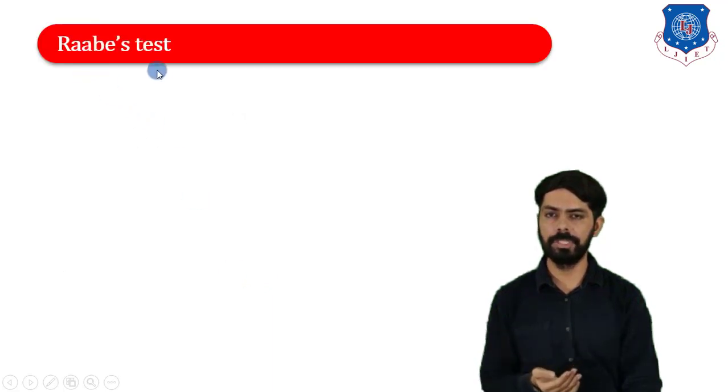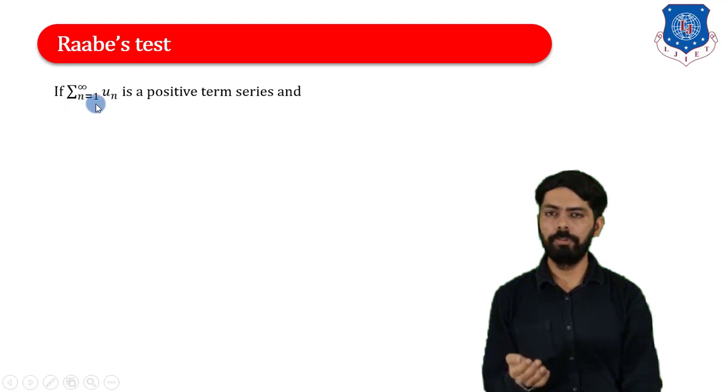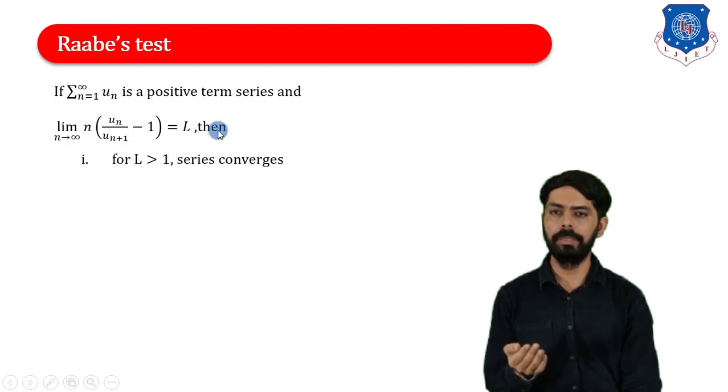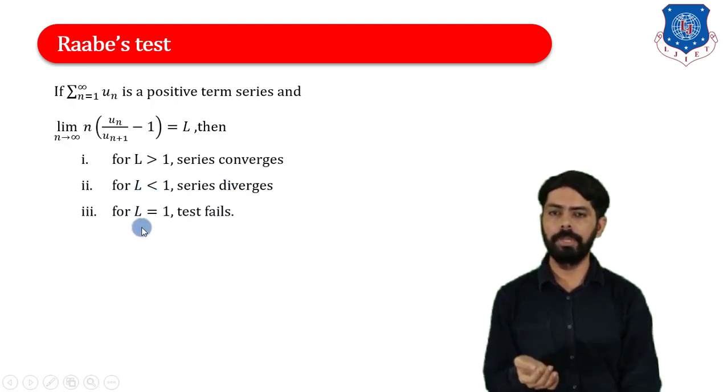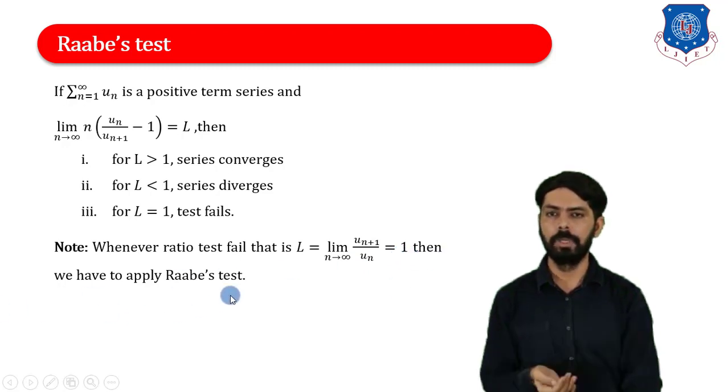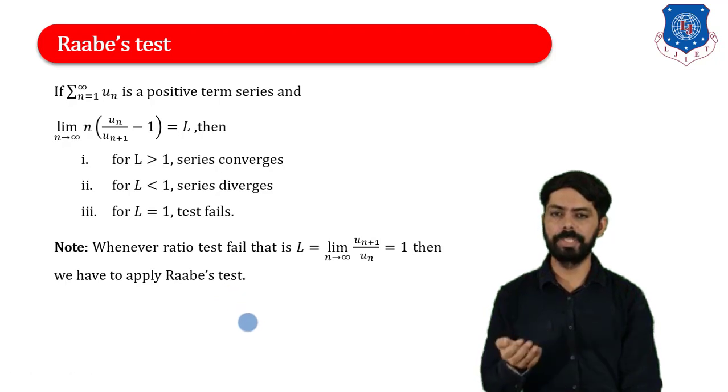Now we will discuss Raabe's test. If sigma n equal to 1 to infinity un is a positive term series and limit n tends to infinity n into (un divided by un plus 1 minus 1) is equal to capital L, then for capital L greater than 1 the series converges, for capital L less than 1 the series diverges, and for capital L equal to 1 the test fails. Note that whenever the ratio test fails, that is, capital L is equal to limit n tends to infinity un plus 1 divided by un is equal to 1, then we have to apply Raabe's test. So we will discuss Raabe's test in an example.